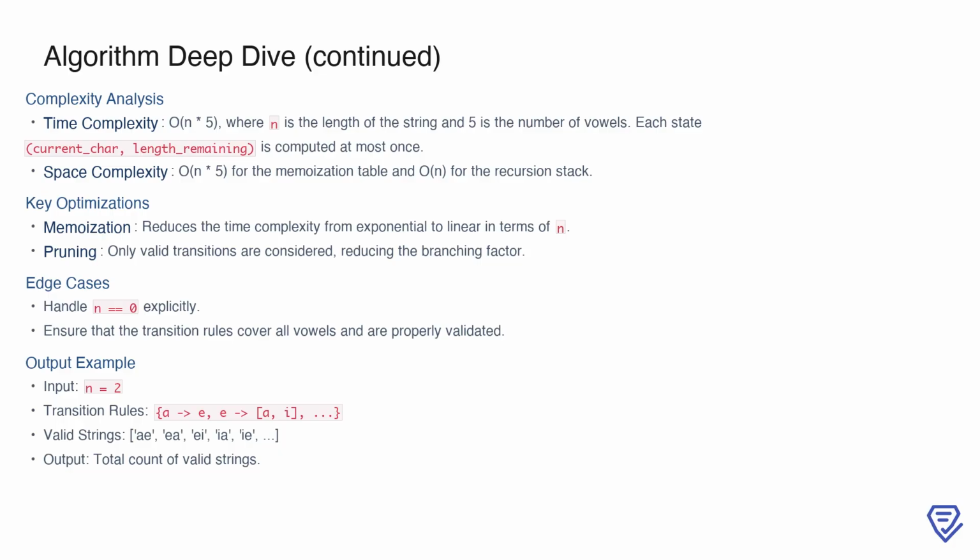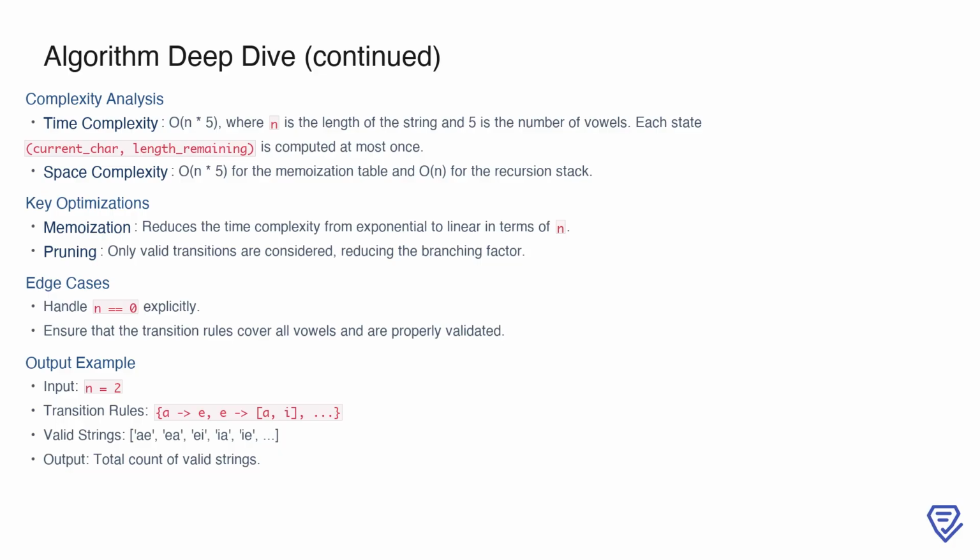These optimizations make the algorithm significantly faster than a brute force approach. Memoization reduces redundant calculations, while pruning ensures that only valid transitions are considered, minimizing the branching factor. Edge cases, such as when n is 0, are handled explicitly to ensure correctness.